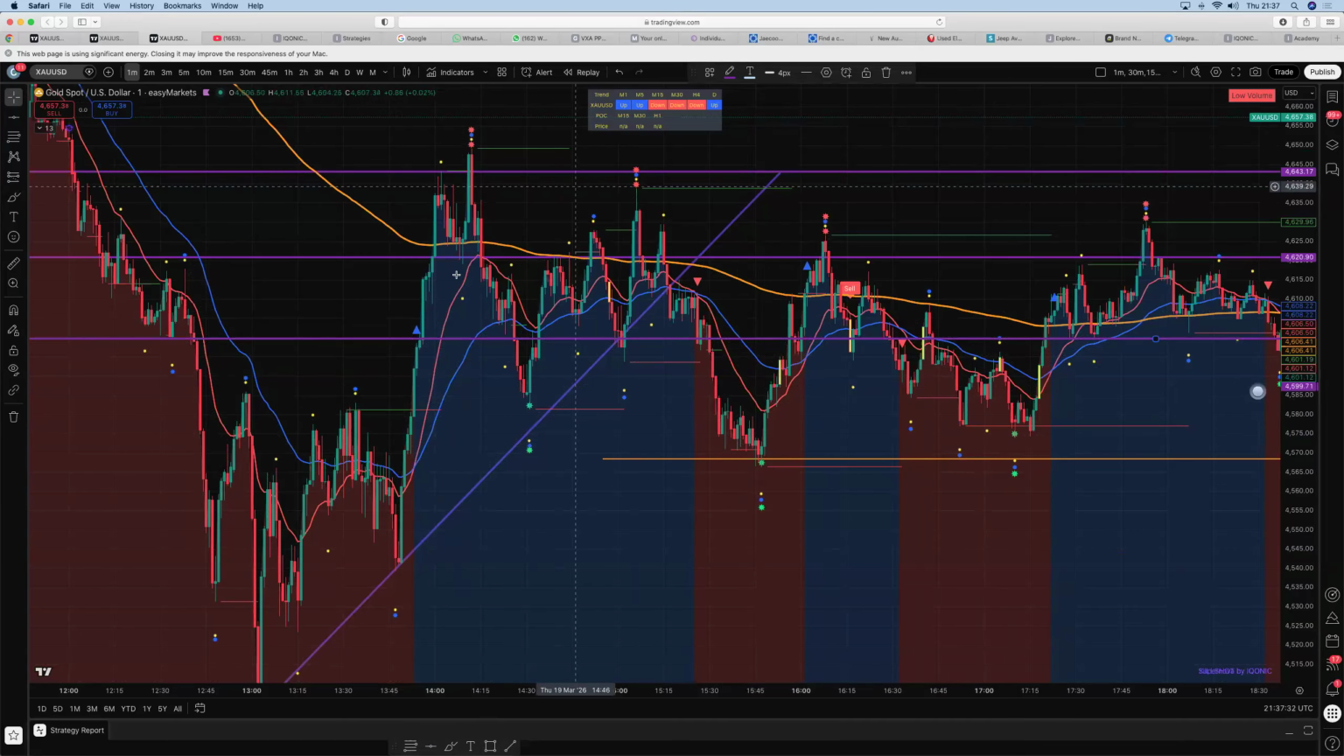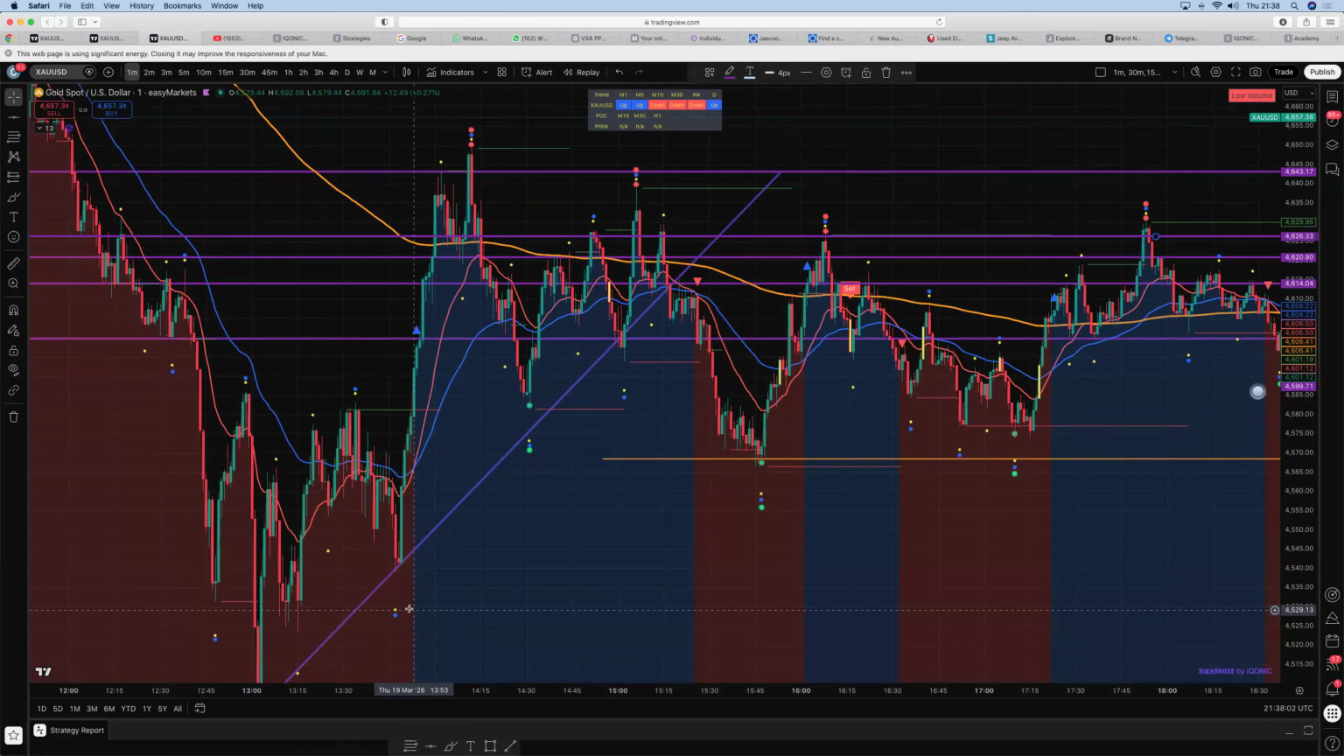Because remember, this hasn't even happened yet. None of this had even happened yet, right? So forget about what you see beyond this green candle here or this one here. Forget about that. Look, you see?